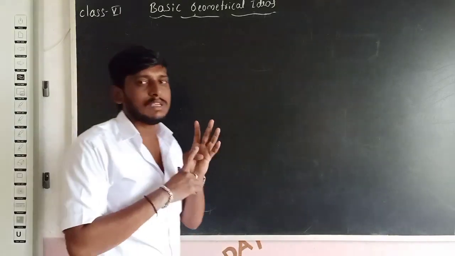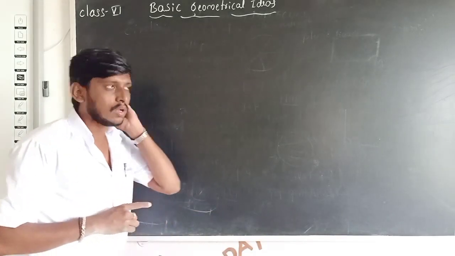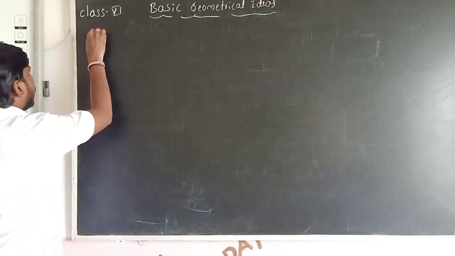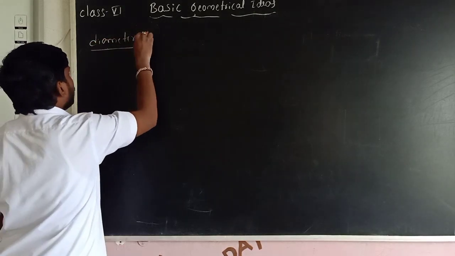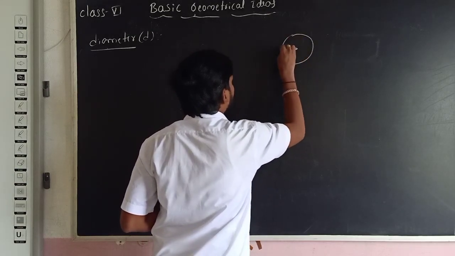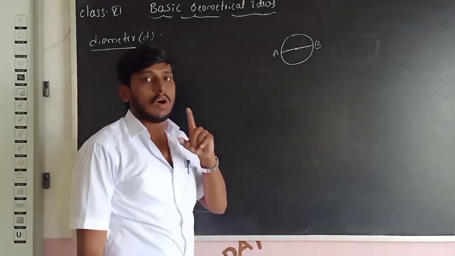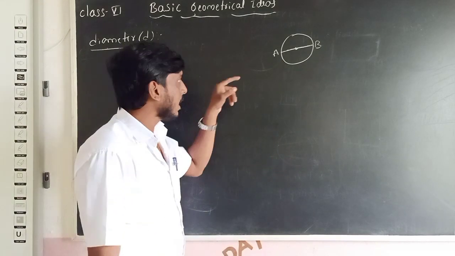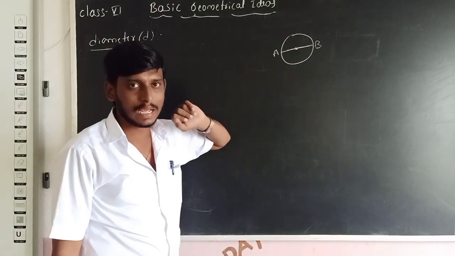So we discussed what is meant by circle, center, radius, and chord. Here radius is represented by the letter small r. Next one, diameter. Diameter is represented by the letter small d. What do you mean by diameter? Here I draw the circle. This is called diameter. The longest chord of a circle is said to be the diameter of the circle. Or you can say the chord which passes through the center of a circle is said to be the diameter.